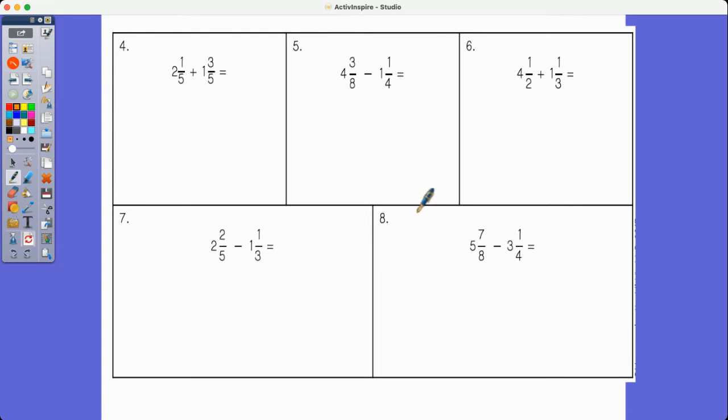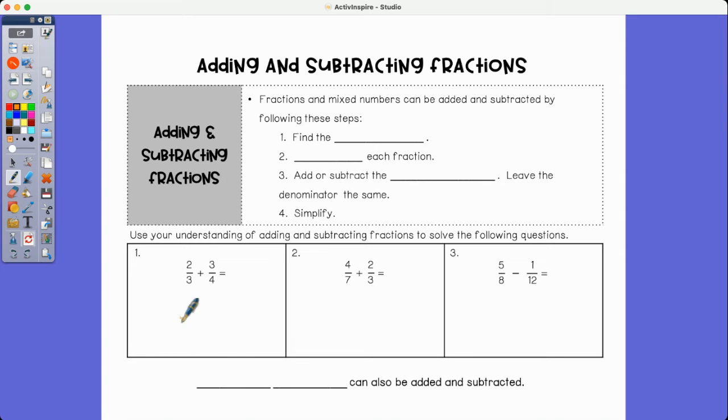Okay, these are mixed numbers. Let's see how we do. I think I missed a little thing. It says, mixed numbers, goes here, sorry guys. Mixed numbers can also be added and subtracted. So go ahead and fill that in.